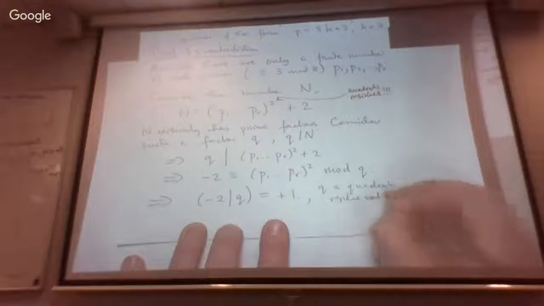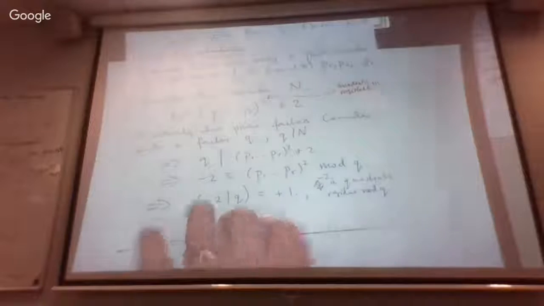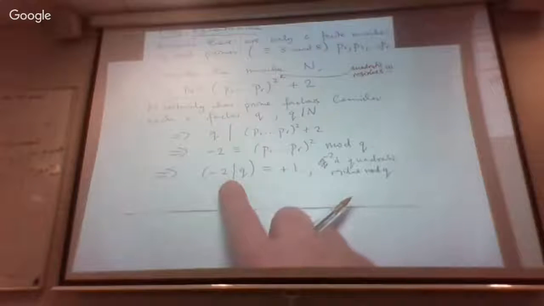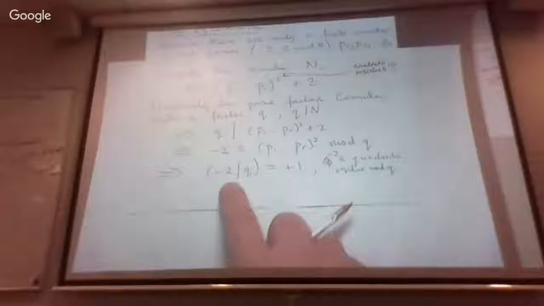Mod q. Sorry, minus 2 is a quadratic residue modulo q. Now, we haven't proved a result about the Legendre symbol values of minus 2, but we have proved one about 2. See, it's up here on the board. And we've also proved one about minus 1, which we proved before we did this.